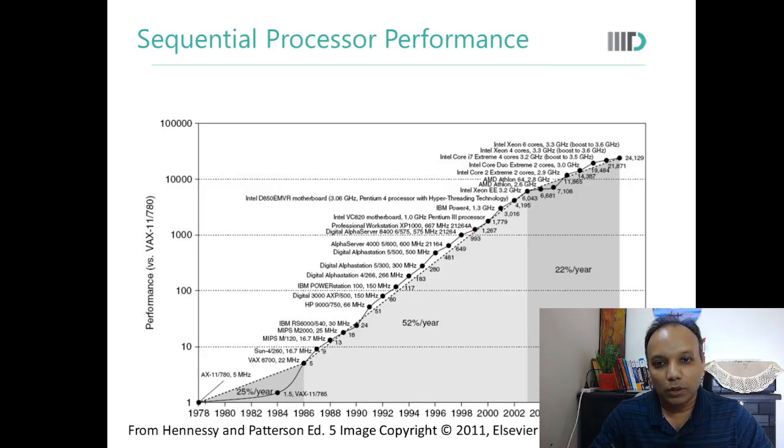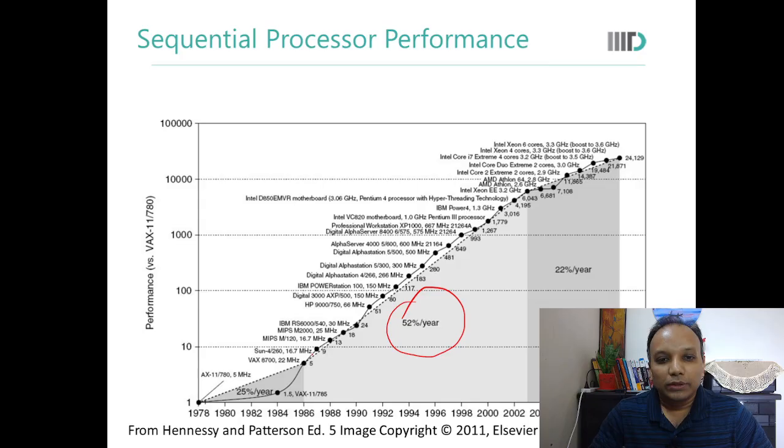So this plot looks linear, but since this y axis is exponential, that means the growth has been exponential, and this is also very much visible from this, that we were successfully achieving almost 52% performance growth every year for quite some time, from the mid 80s to early 2000. So that's a huge performance gain.